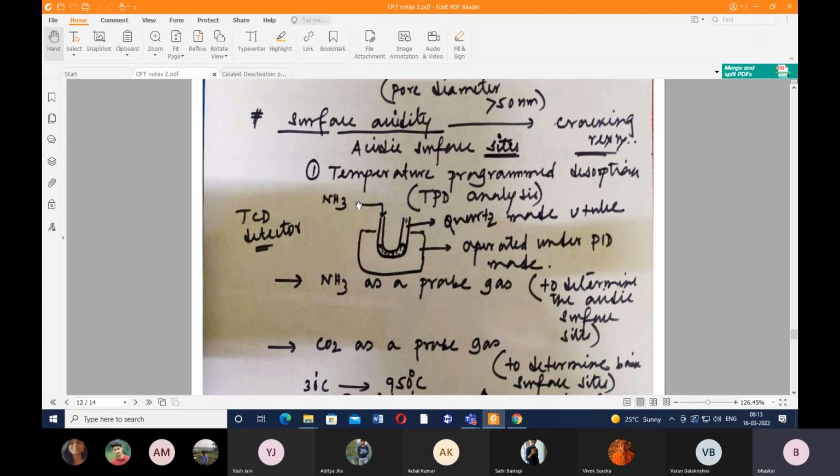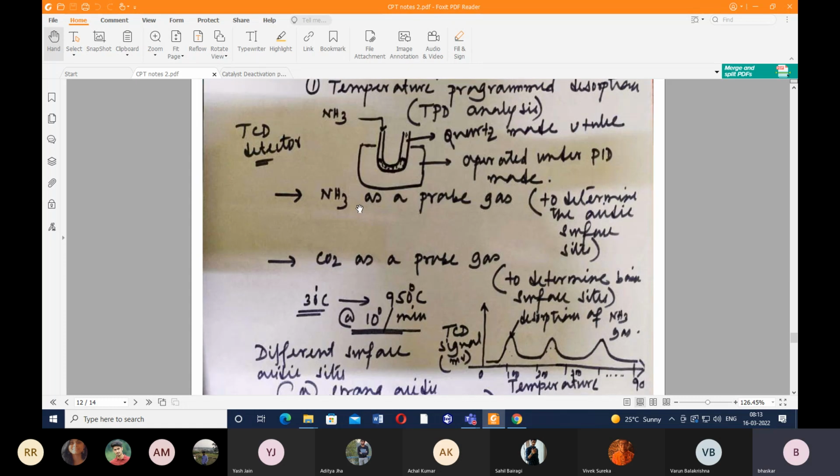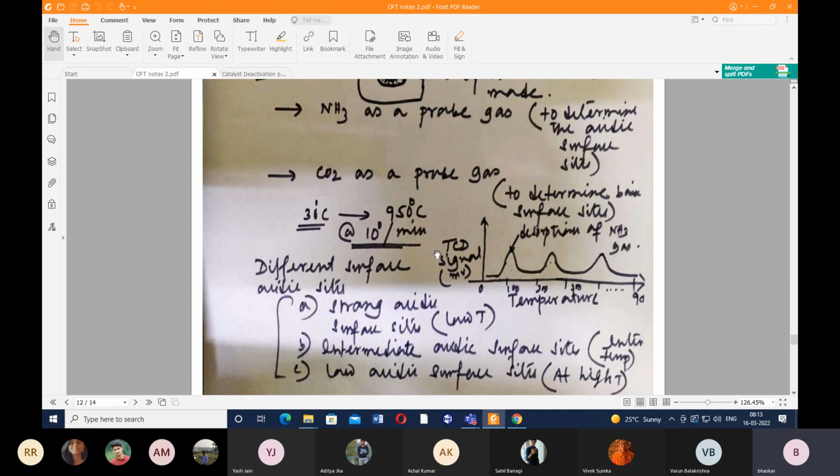The TCD detector will detect some signals, and those signals will give us the amount of acidic surface sites this material or this catalyst is having. On Monday's class, I already talked about these things. The TCD signal in millivolt is plotted along the y-axis, and along the x-axis we have the temperature, which increases from room temperature to a certain temperature. If you record the signal during the desorption operation, you will find three different peaks at three different temperature zones.